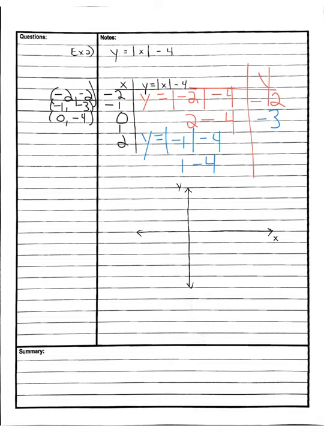Zero minus 4. Let's go ahead and plug in the number 1. So I'm going to show it over here in green. If I plug the number 1 in, it's just 1 minus 4, which is that negative 3. So 1 comma negative 3. And let's go ahead and show our work and plug the last one in. Y equals the absolute value of 2 minus 4, which is just 2 minus 4. So we get 2 comma negative 2.